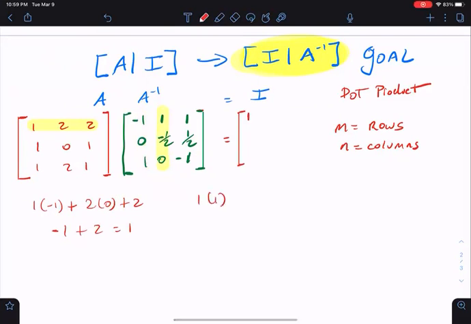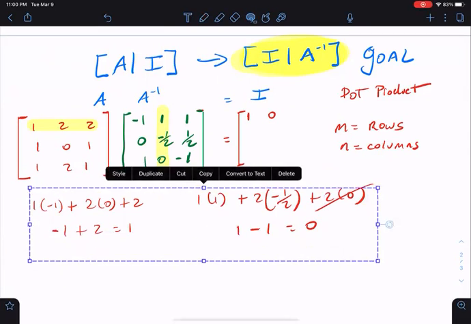So this is 1 times 1 plus 2 times negative 1/2 plus 2 times 0. So this is 0 goes away. This is 1 and this is negative 1. So negative 1 and negative 1 gives you 0. So that's what you have, right? So far we're getting the identity. So that's good. Let's erase this.